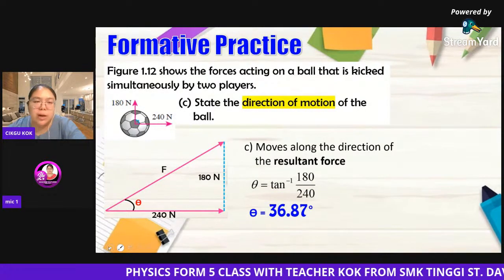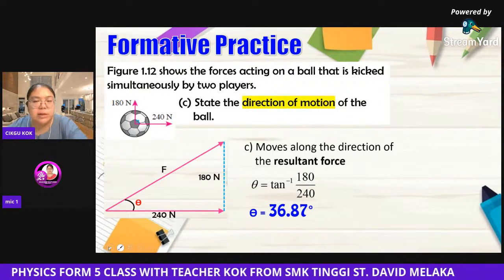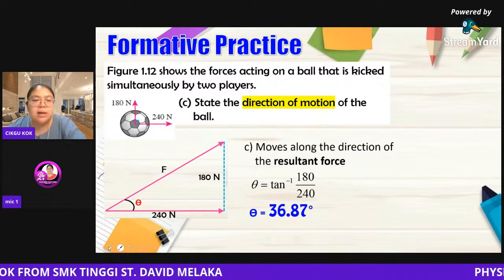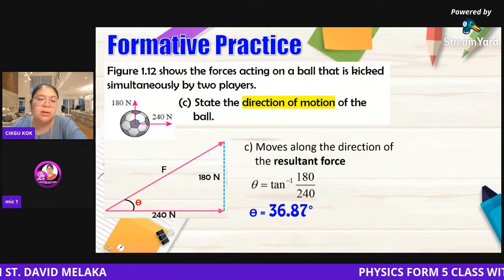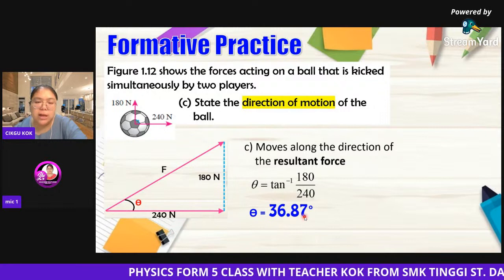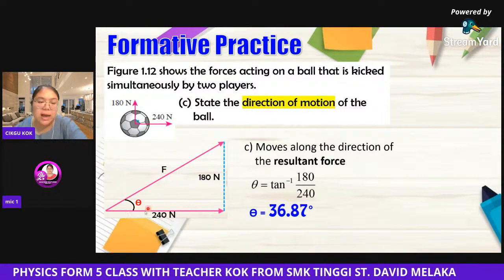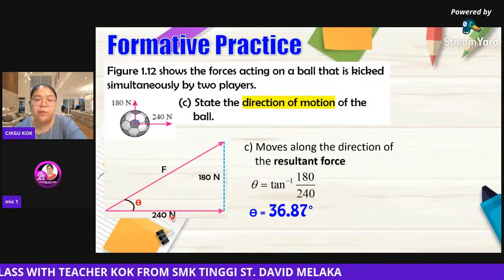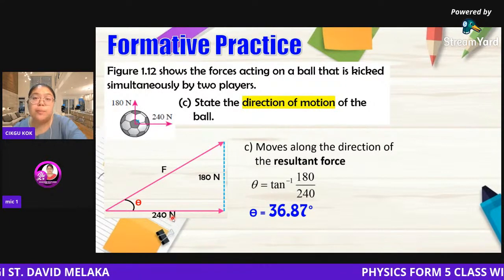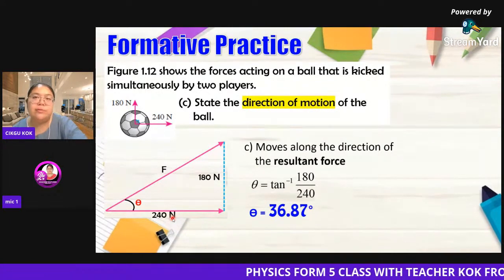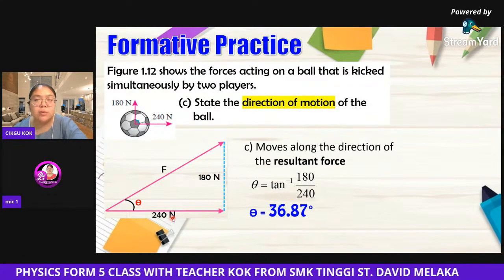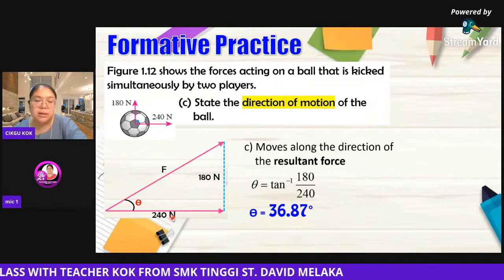So from here, how to answer? If I just ask about the resultant force, then you straightforward give me the answer in a full sentence. Okay, the resultant force is 300 Newton. Okay, and the angle is 36.87 between the resultant force and also the 240 Newton force. Okay, that one is your perfect answer. So mention the value of the resultant force and also mention the angle location. Okay, that's the answer.